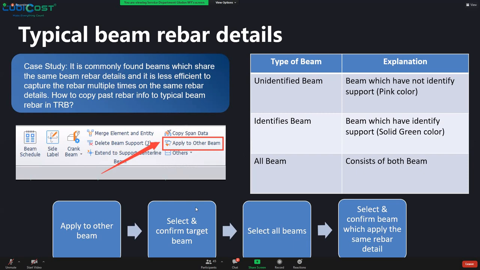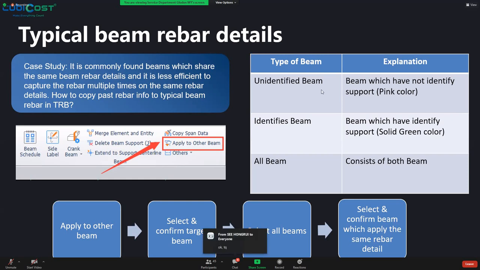So before I show you the step by step, I need you all to know these types of beam, because in the types of beam here, we are using this apply to other beam function. In terms of the apply to other beam function, there's a step that asks you to select which beam you want to copy to. So these are the three options that normally you have to select one of.